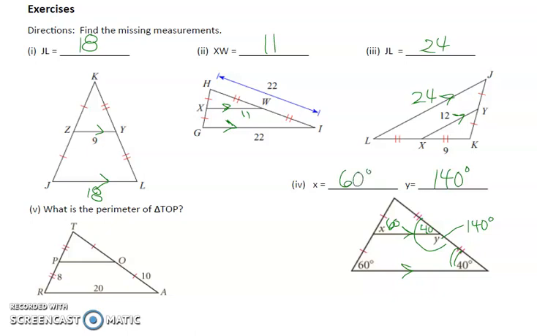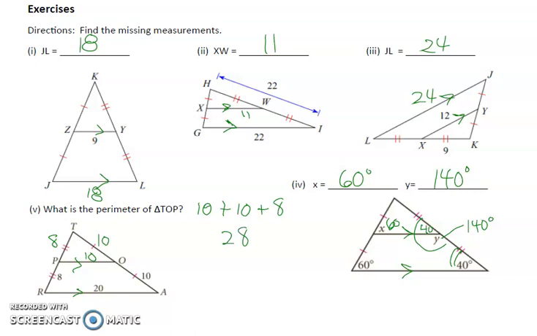And the last one, we're asking for the perimeter of the small triangle at top. Since this mid-segment is parallel to the side of 20, PO is 10. Since TO and OA are marked equal, TO is 10. And since RP and PT are marked the same, TP is 8. So the perimeter of that small triangle will be the sum of the three lengths. Hopefully you determined that answer to be 28.